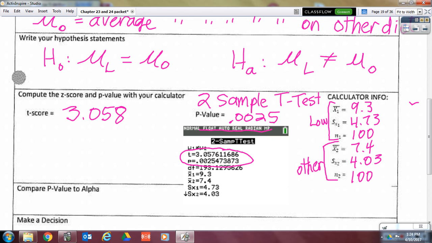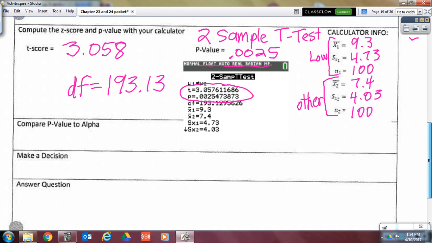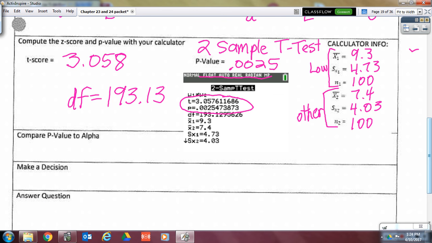Now this is interesting. Did I not leave a space for degrees of freedom? You actually do need to write down what the degrees of freedom are, and it's special, 193.13. It's some other funky formula which we don't have to compute, and we don't ever have to know how to compute, so we will just write it down. It's not a simple n-1 or n-2. On the t-score and the p-value, are you going to 2 decimal places? Oh, 2 significant digits.